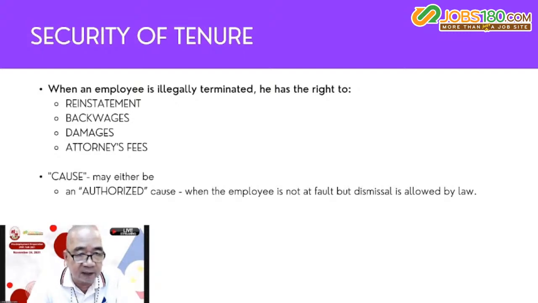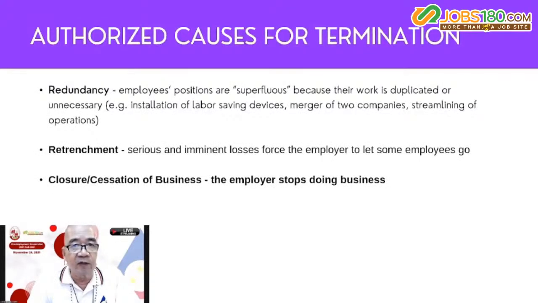If the cause may either be authorized, when the employee is not at fault but dismissal is allowed by law. Okay, so ito po yung mga authorized causes. Redundancy: employee positions are superfluous because their work is duplicated or unnecessary. Meaning, gumamit po ng mga labor-saving devices, yung company po nag-merge and then nag-streamlining ang mga operation, or even retrenchment po. Yan, serious or imminent losses forced the employer to let go, so nagbabawasan po ng tao. And then, ito po yung masakit, closure or stop of the business.